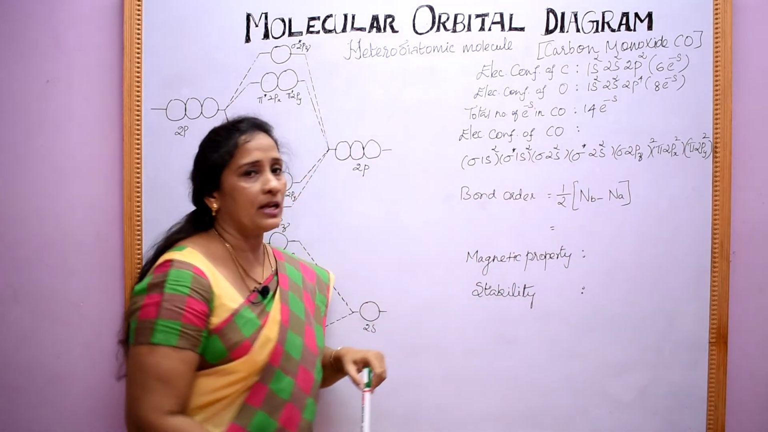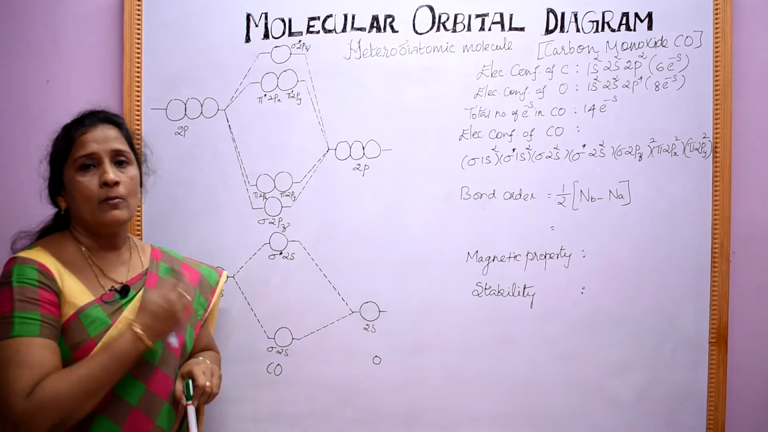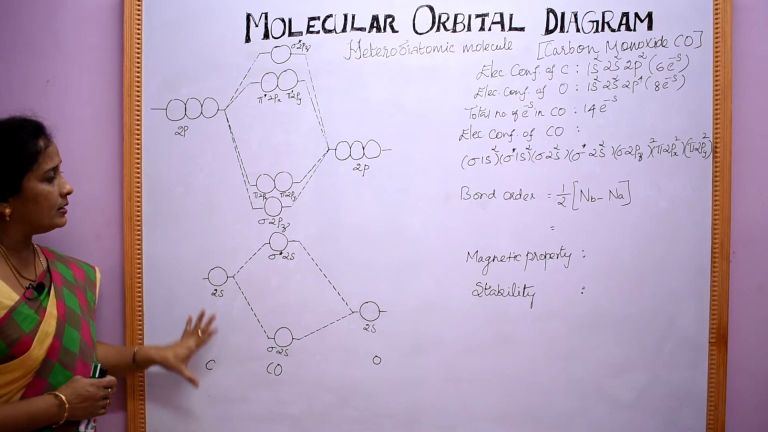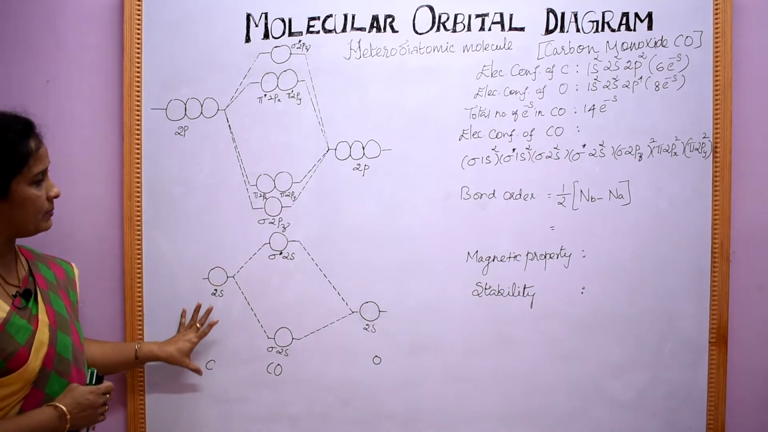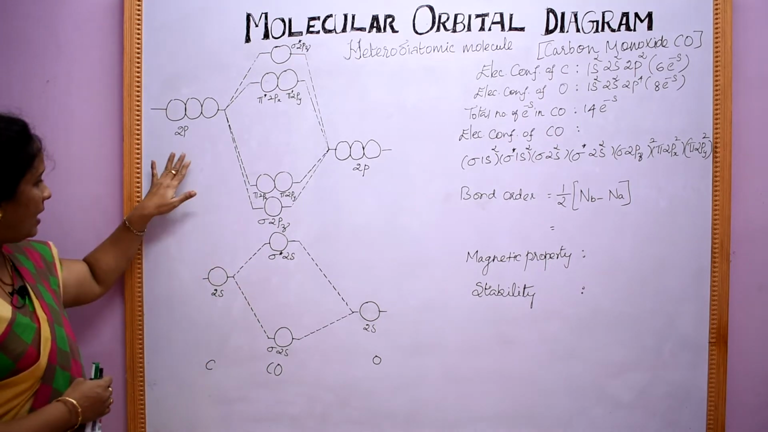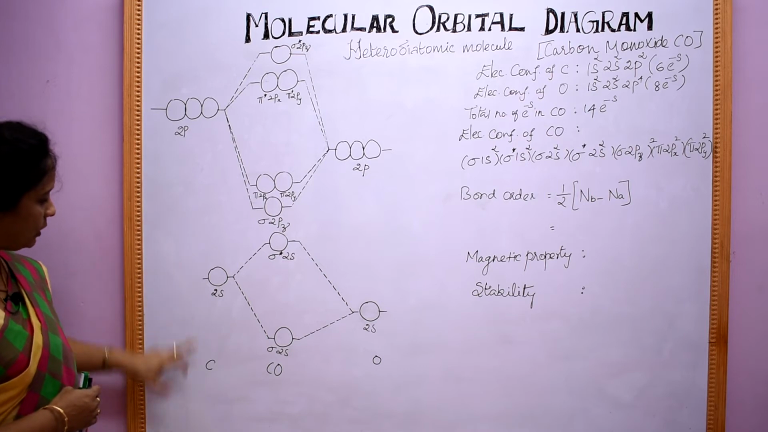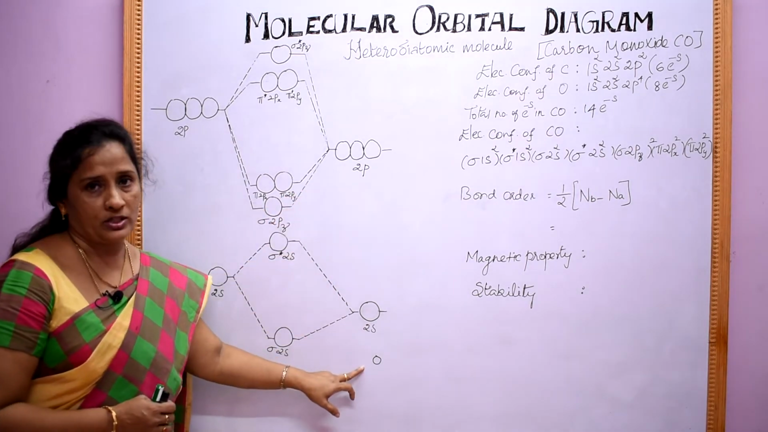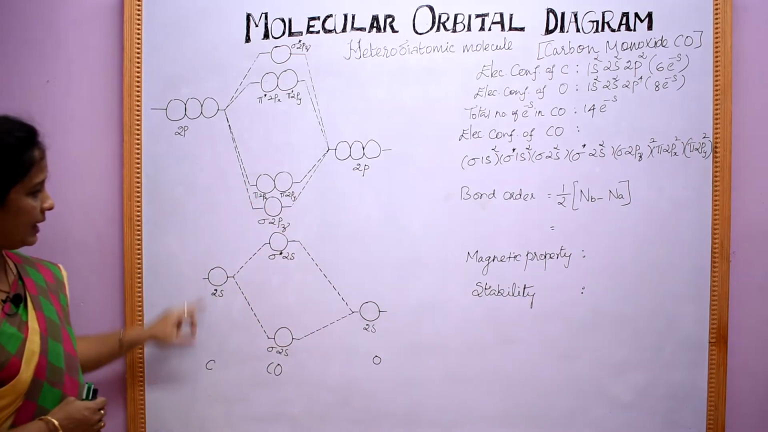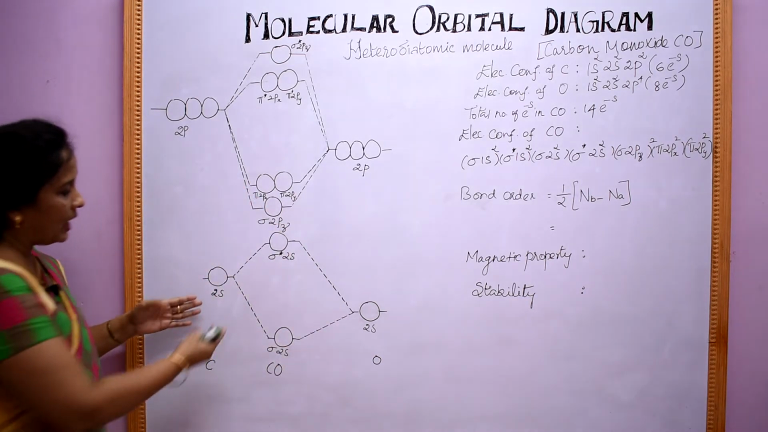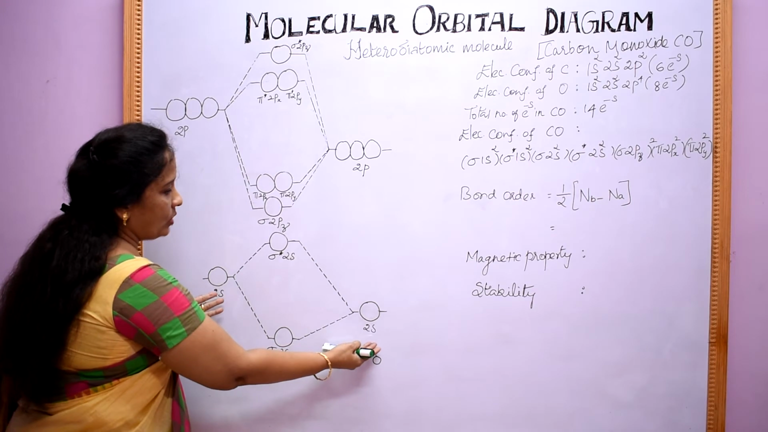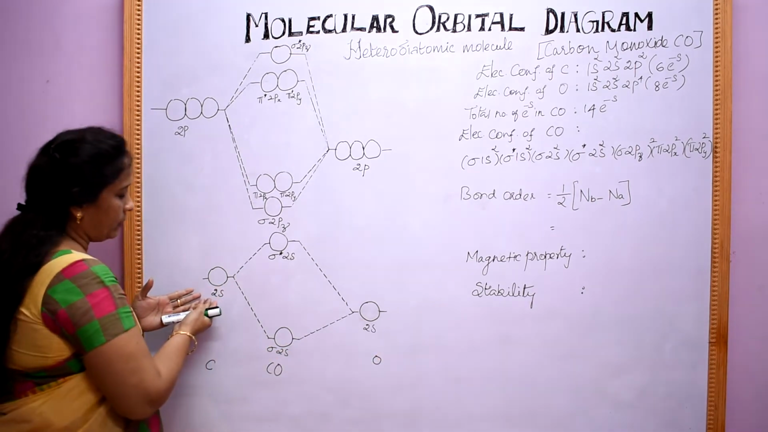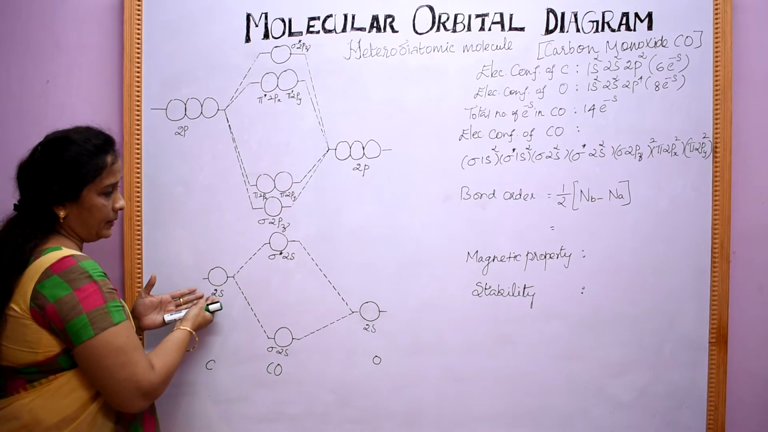Now let us arrange the electrons in the atomic and the molecular orbitals of carbon monoxide. This is the structure of the molecular orbital diagram of carbon monoxide, and here we have the atomic orbitals of carbon, and here we have the atomic orbitals of oxygen. When you see the diagram, you can see that the atomic orbitals of the oxygen atom are drawn at a lower level than the atomic orbitals of the carbon atom.